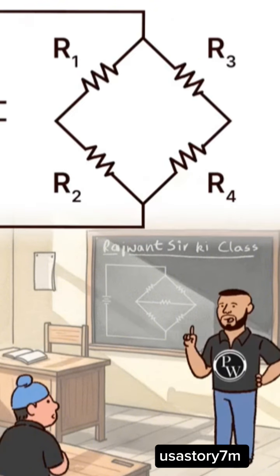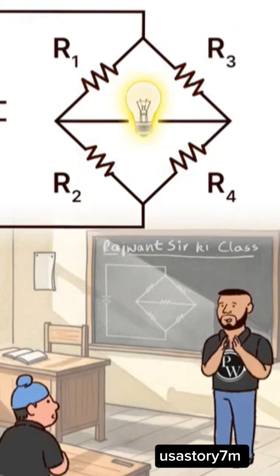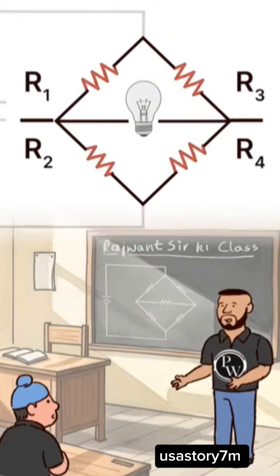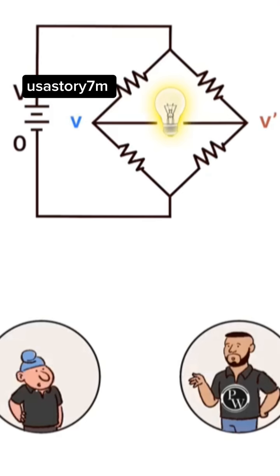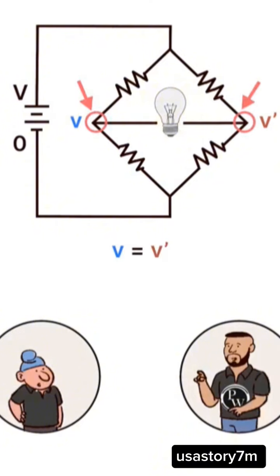In a Wheatstone bridge, 4 resistors are arranged in parallel like this, and across the bridge there is another resistor, such as a bulb. Bulb will go out only when the Wheatstone bridge is balanced, meaning the ratios of these resistors are equal to each other. But sir, how does that happen? Because the bulb going out means that the voltages at these 2 points are equal.